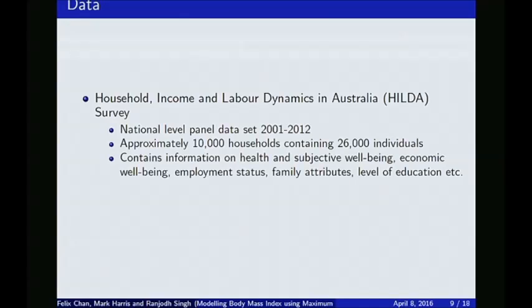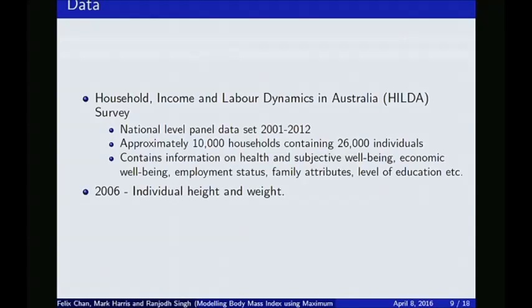So that's our theory. What we have here is data. We borrowed the data from the Household Income and Labour Dynamics in Australia, the HILDA data set. I don't know how many of you have used this before, but apparently it's quite a famous and well-known data set. It's a panel data set from 2001 to 2012, and probably more now, actually. On average, approximately 10,000 households with 26,000 individuals. It has a lot of information on health, BMI, subjective well-being measures, employment status, family attributes, and so forth. So there are a lot of things we can use.